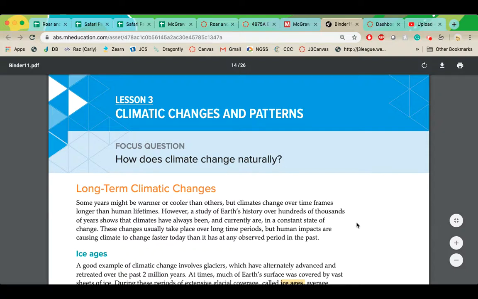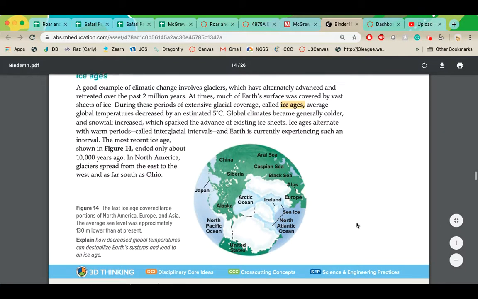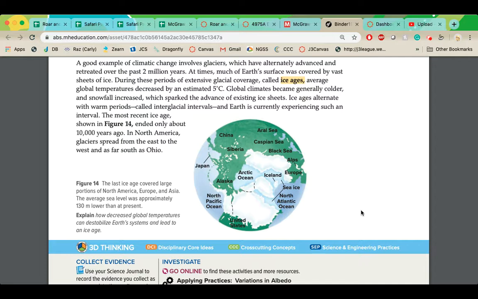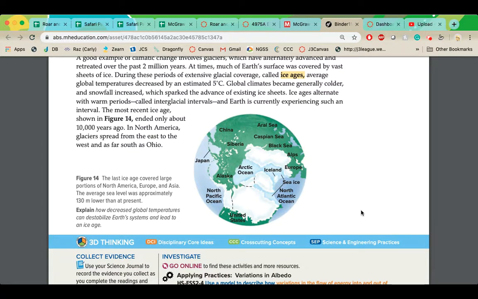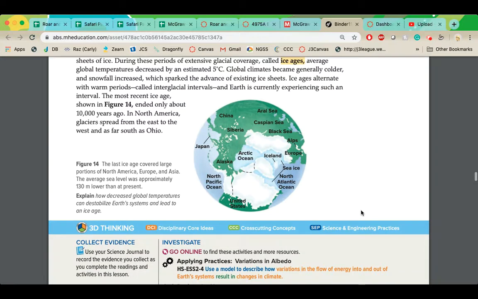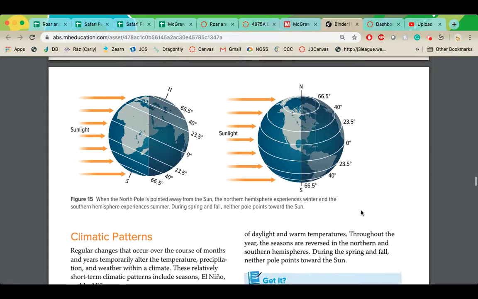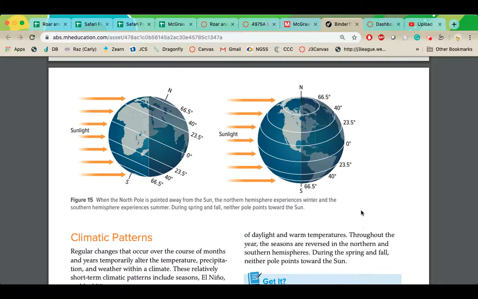It's interesting to note here, and here's a cool picture of the ice ages. One interesting note is that while the ice ages ended 10,000 years ago, it was actually only about an average of 5 degrees cooler than what it is right now. So we will talk about how much temperature is changing now and what, if anything, we can do about it.